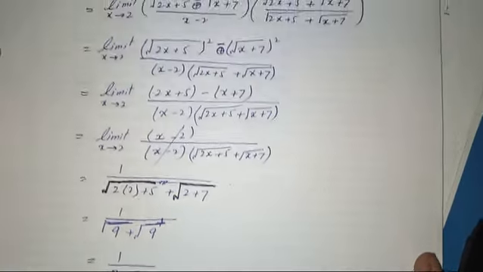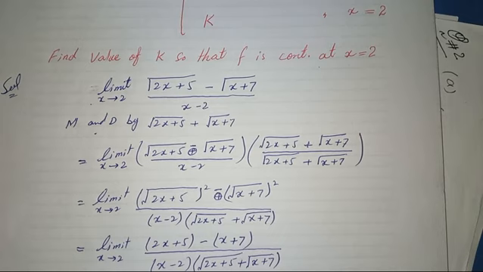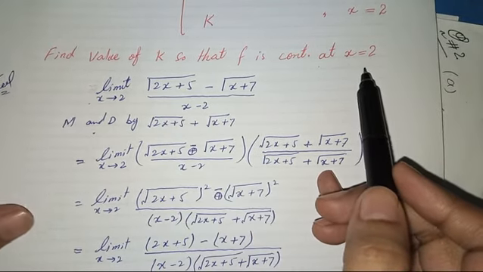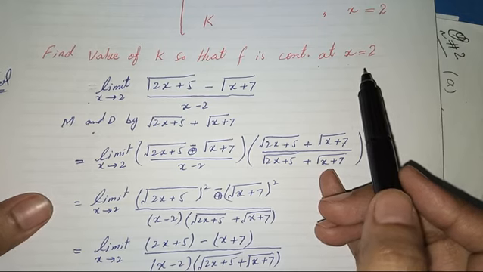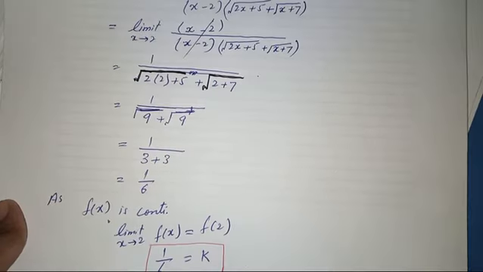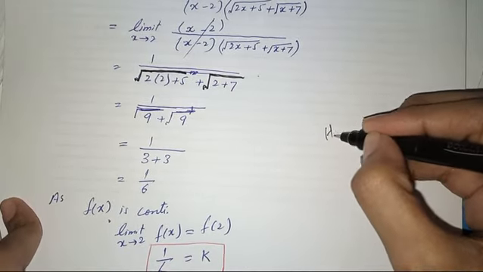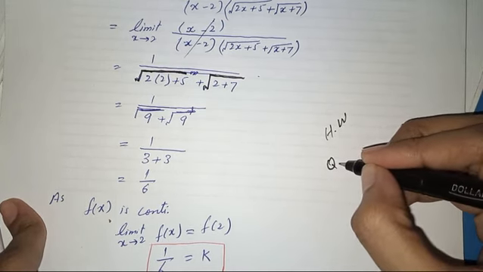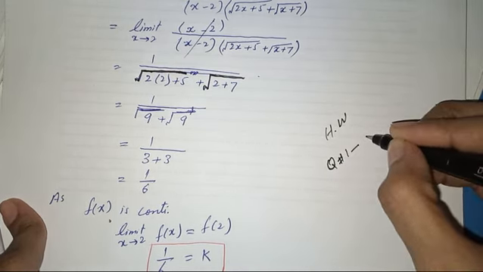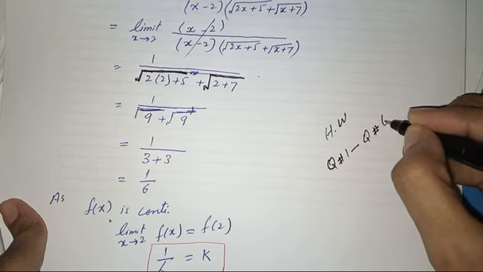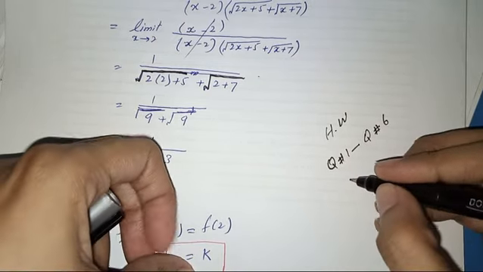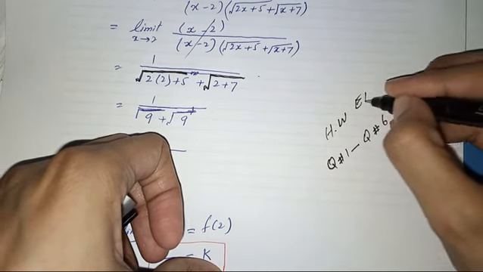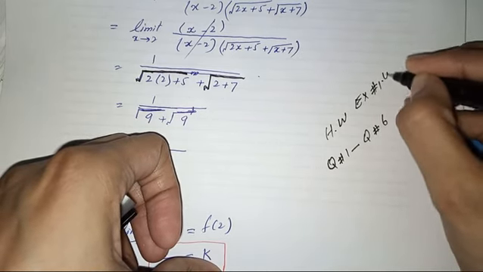This is the requirement of the question: find the value of k so that the function is continuous at x is equal to 2. Our exercise 1.4 is completed now. Now dear students, it's your homework. Question number 1 to question number 6. Do written practice and prepare the test of exercise 1.4 complete.